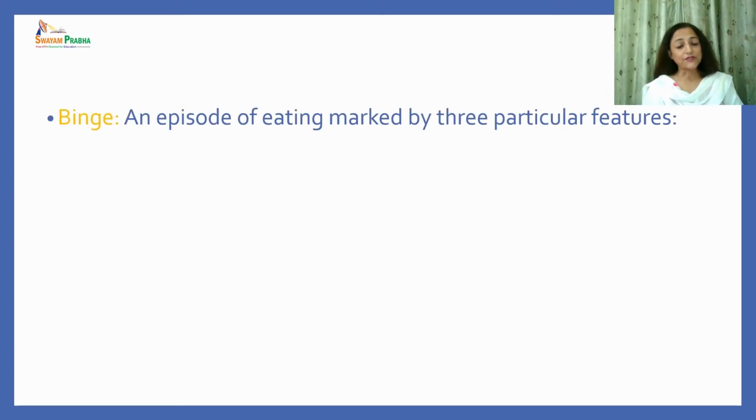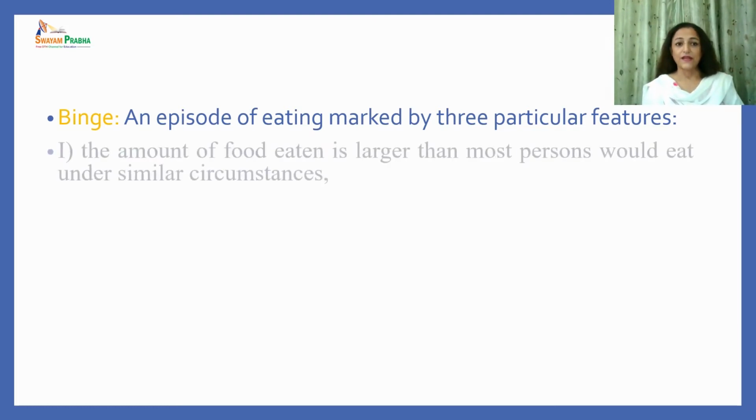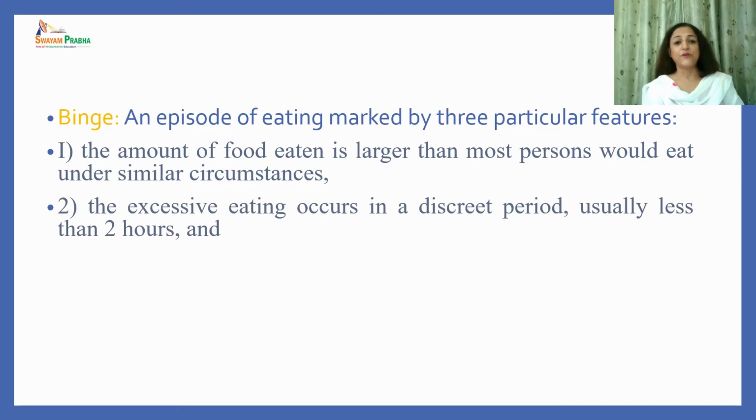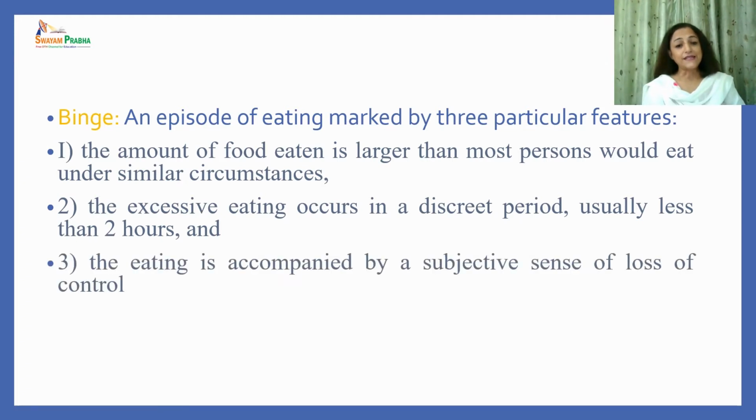And binge, an episode of eating which is marked by three peculiar features. That is, the amount of food eaten is larger than most persons would eat under similar circumstances. Second feature would be an excessive eating occurs in a discrete period of time, usually less than 2 hours. The person will be eating very frequently, and the eating is accompanied by a subjective sense of loss of control. The person loses control over his appetite, and he will never feel satiated.